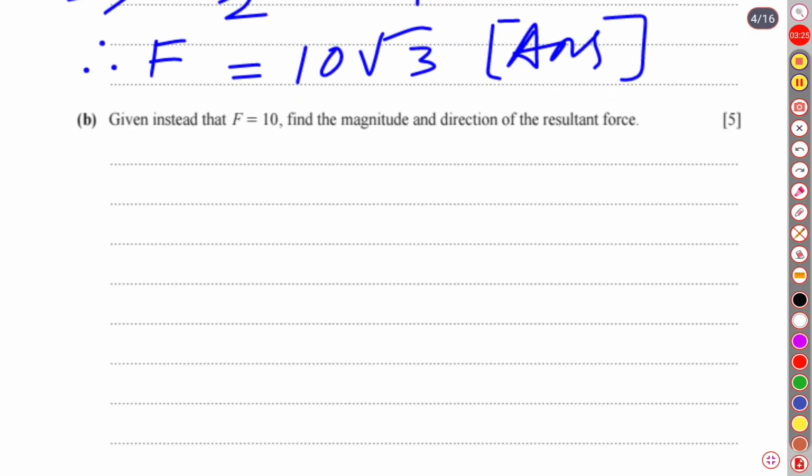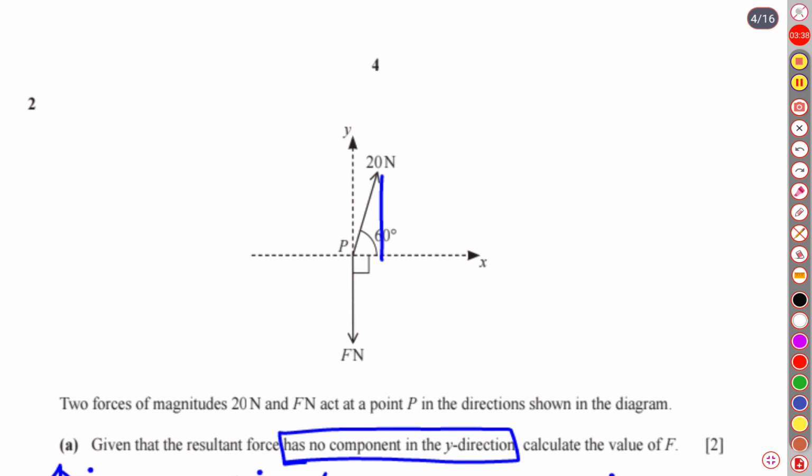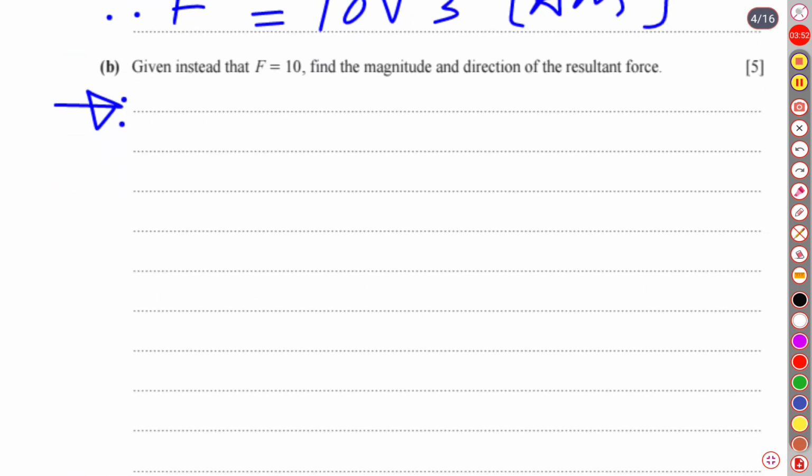Let us start writing. First we will resolve the forces horizontally. So for horizontal direction, let us see the graph. Look at this, in horizontal direction, here this is our triangle. So it is going to be 20 cos 60 degree. 20 cos 60 degree is the positive direction or driving force.